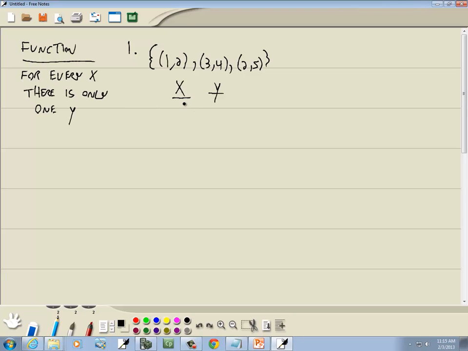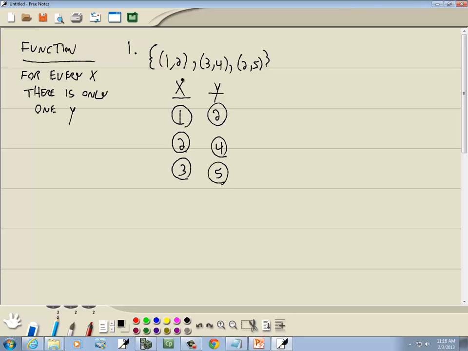I'm going to write down my x values going from smallest to largest, not repeating any. So I got 1, 3, and 2. So I'll have 1, 2, 3. And I'm going to circle them. Different ways of doing mappings. This is how I do them. Then I'll write down my y values going from smallest to largest, not repeating any. So I got 2, 4, 5.